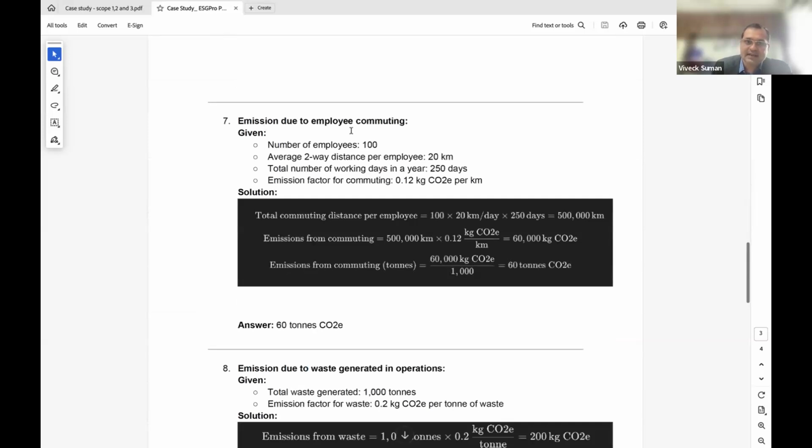And in this case, employee commuting, of course, here what we have done, we have taken average. We do not have exact data, right? There is no exact data available. So we have taken average distance per employee who are traveling to my company. Two-way, I have considered 10 kilometer coming, 10 kilometer going. We have assumed also total number of working days, which is 250 in that case. How many employees? 100 employees. And then we have an emission factor coming from different sources again. You multiply those, you calculate 60 ton.